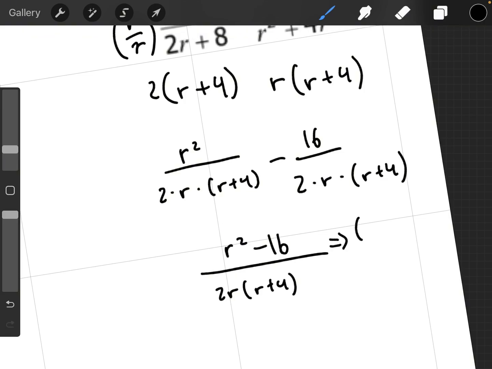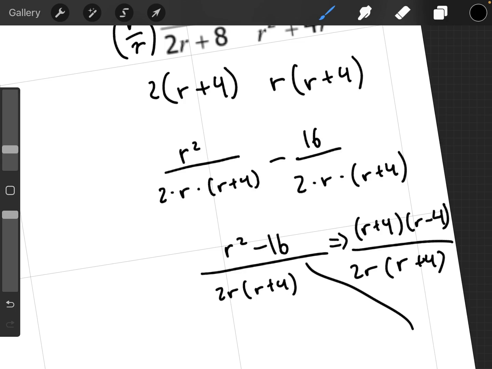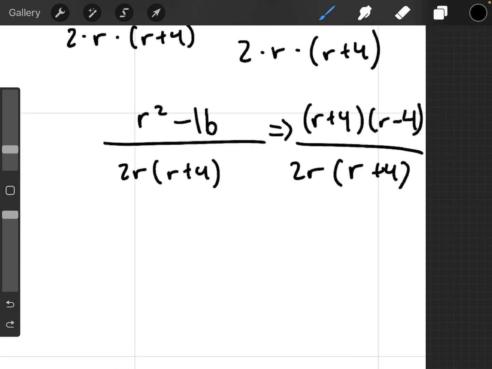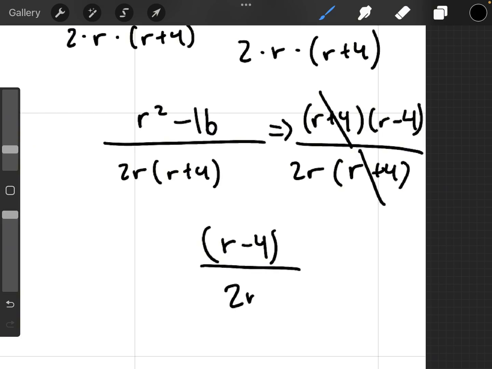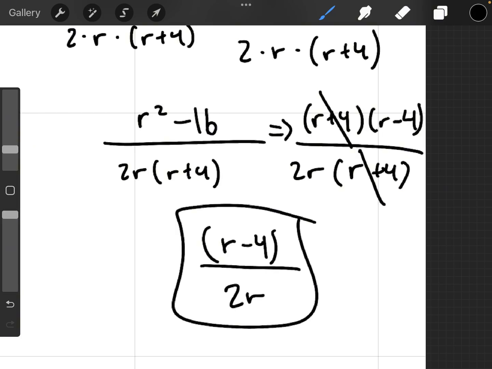Here we have a difference of squares, so we can go ahead and factor that out to r plus 4 and r minus 4 over 2r times r plus 4. The r plus 4 terms are common, so they'll cancel out. Now we're left with r minus 4 over 2r.